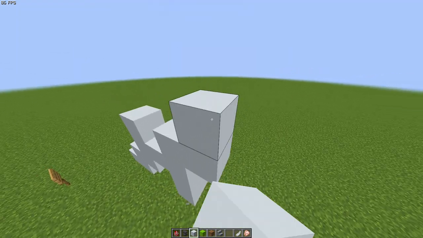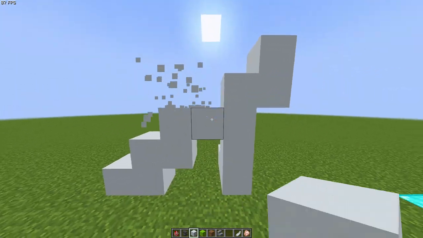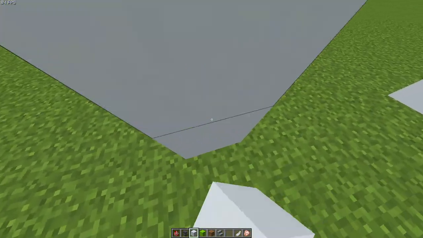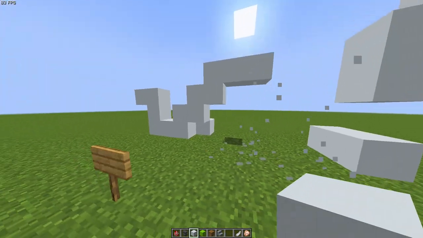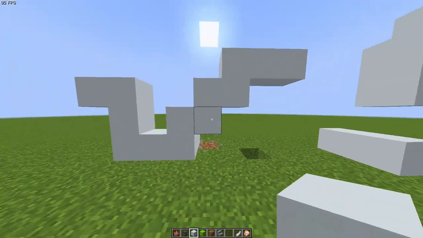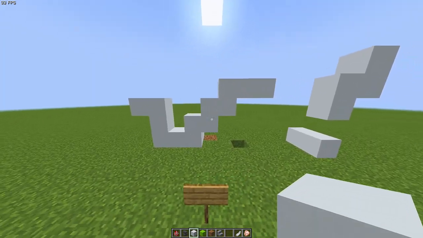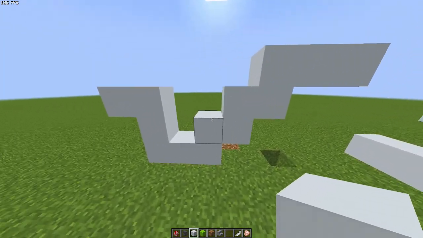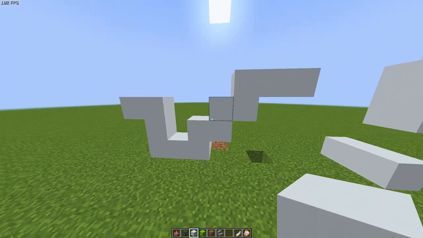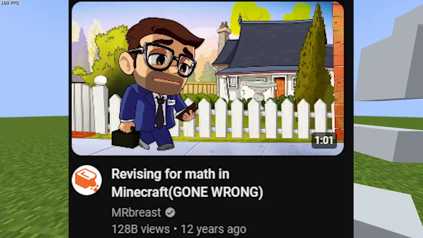Why is the square root symbol so hard to build in Minecraft? Try to... ignore this one, ignore that one. Yeah, that's still not it. You told Albert Einstein what we'd be doing in the future. This is not what he imagined, bro. Revising for math exam in Minecraft, gone wrong, emotional.